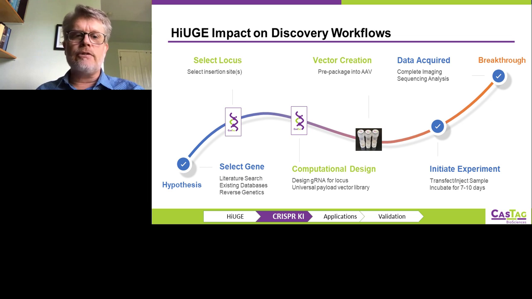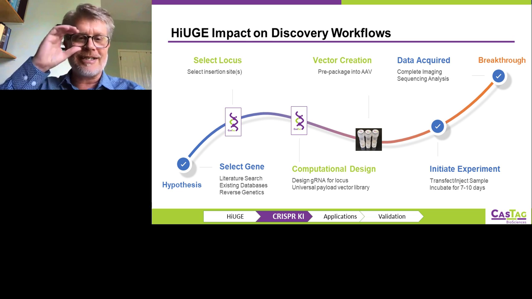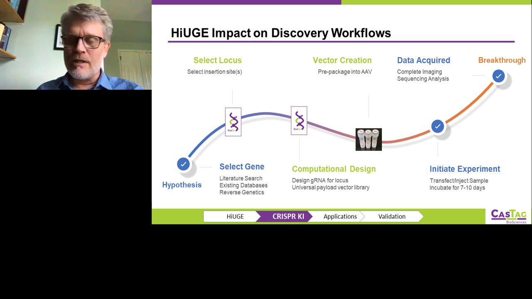So how does HiUGE work in the typical discovery workflow? The first is come to us with a hypothesis. So you have your gene of interest, your protein of interest that you would like to follow up on. Contact our team of scientists. They'll help you select the locus and select the insertion site in order to make the fusion or the knock-in into your protein of interest. Our team then does the computational design of the guide RNAs and prepares those for you.